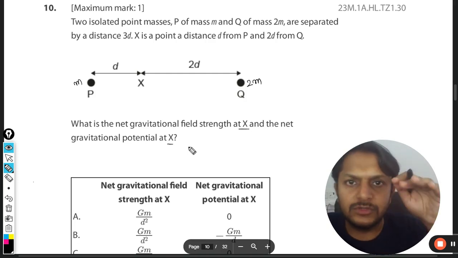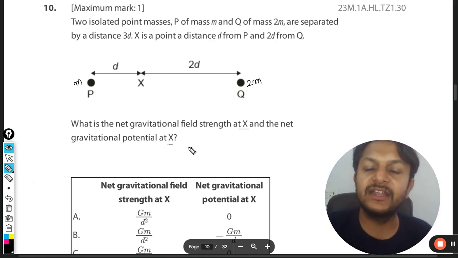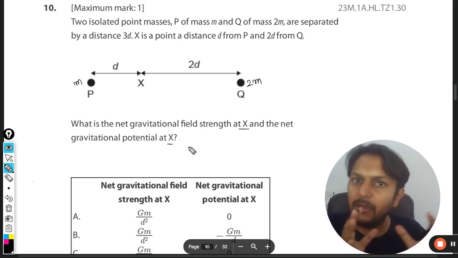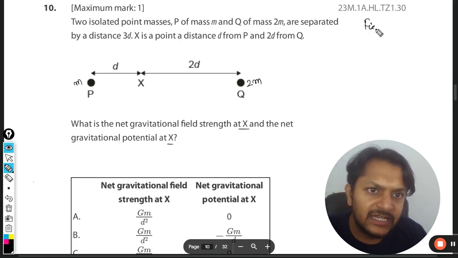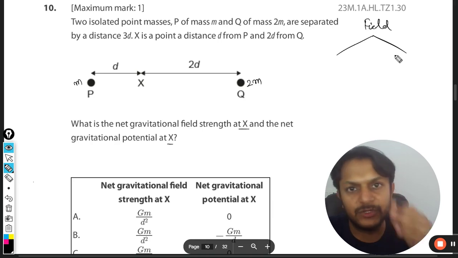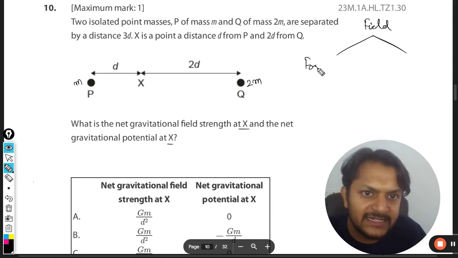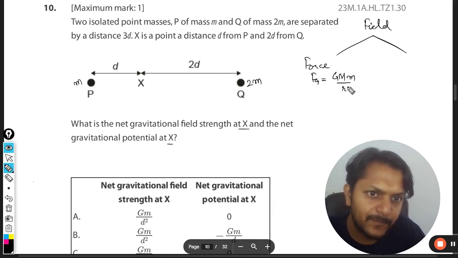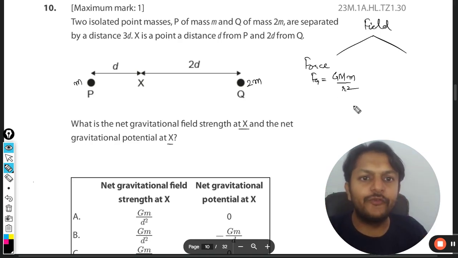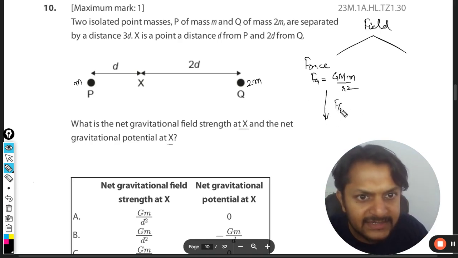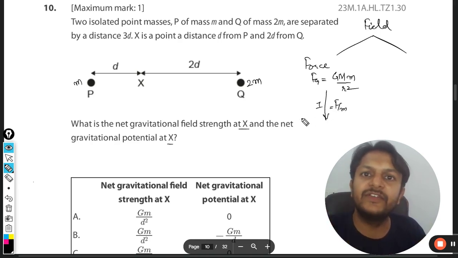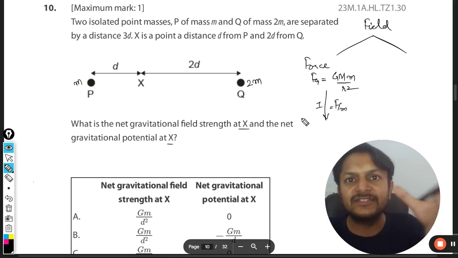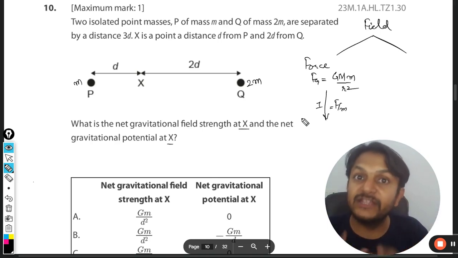Before we move into this question, let us first understand what gravitational field strength is. When we want to study this field, there are two methods. Number one is you can consider the forces. In gravitation, we have this formula. Now if we go for force per unit mass, this is called the gravitational field intensity or gravitational field strength. So gravitational field strength is the force experienced per unit mass.